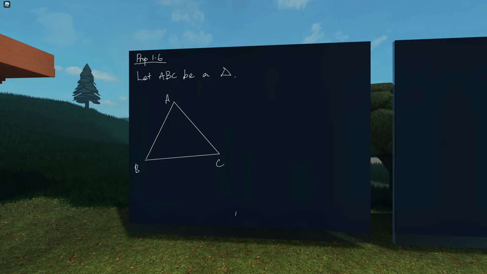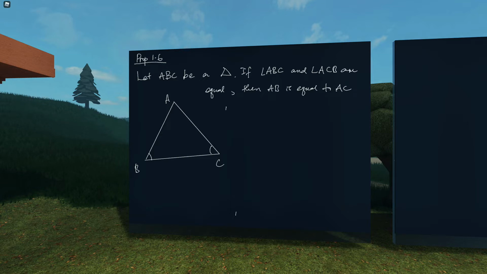If the angle ABC and angle ACB are equal, then the side AB is equal to AC. So you've got these two angles being equal, and we want to prove that the two adjacent sides are also equal.